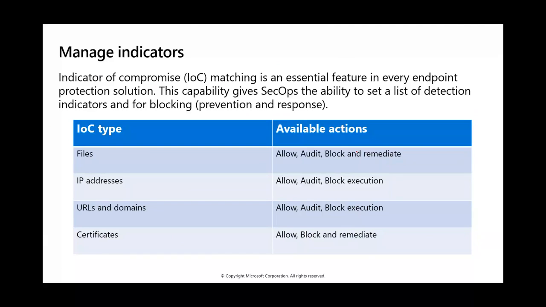There are 4 types of indicators of compromise: files, IP addresses, URLs and domains, and certificates. The cloud detection engine of Defender for Endpoint regularly scans the collected data and tries to match the indicators that we set. When there is a match, action will be taken according to the settings that we specify for the indicators of compromise. The currently supported actions for an IOC are allow, alert only, or alert and block.